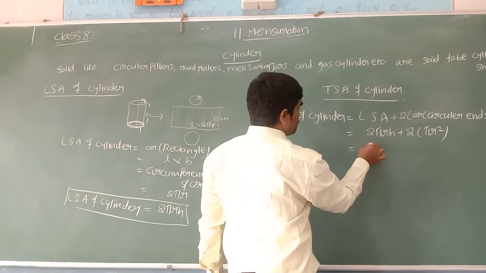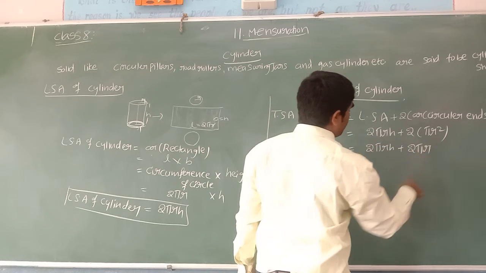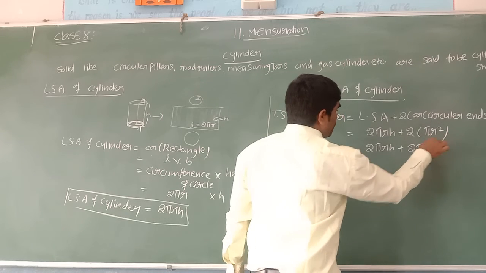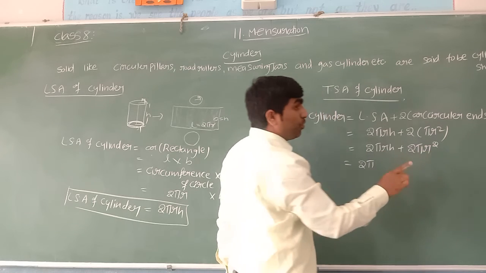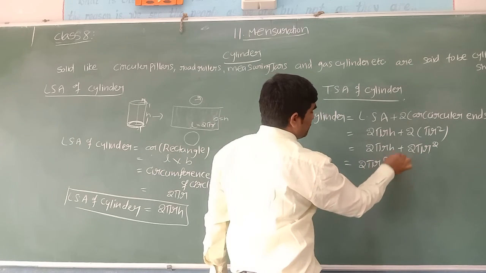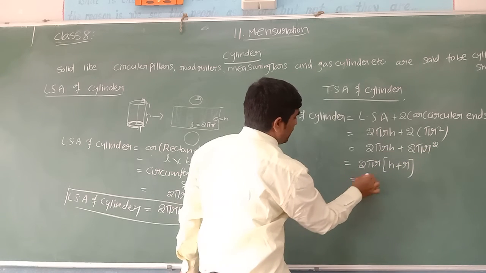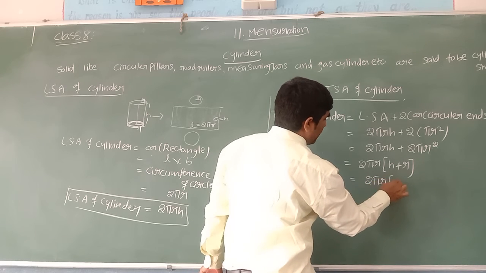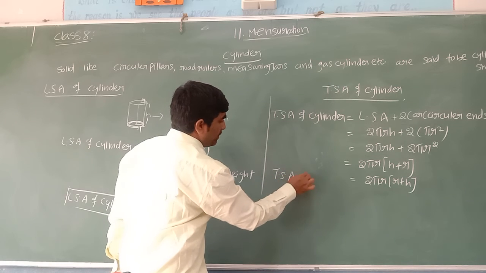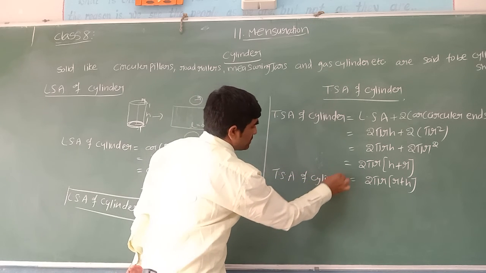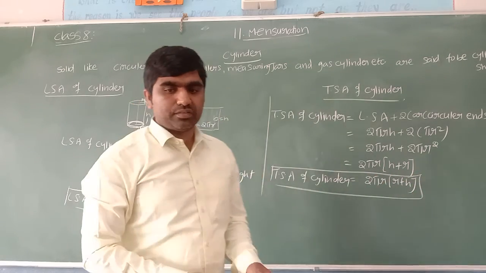Simplify this: 2 pi r h plus 2 pi r square. From this we can take 2 pi r outside, since r power 1 and r power 2 share one r. The leftover part is h plus r. So we write 2 pi r into r plus h. This is the formula to find the TSA, total surface area, of a cylinder. Hope it is clear to all.